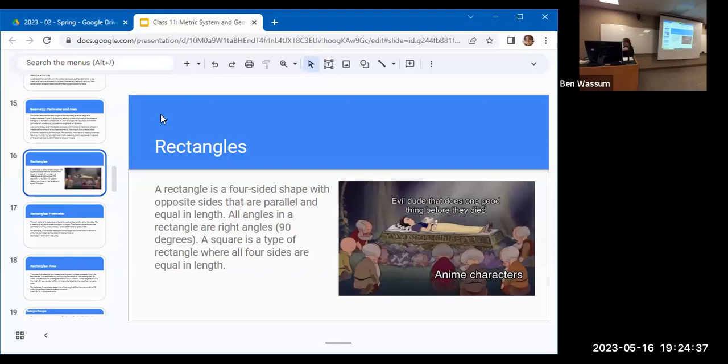So a rectangle is a four-sided shape with opposite sides that are parallel and equal in length. All angles in a rectangle are right angles, which are 90 degrees. A square is a type of rectangle where all four sides are equal in length. We know what a rectangle looks like. We all have phones. We're all looking at screens right now. We're looking at a slide in the shape of a rectangle, talking about rectangles with a rectangle of a meme on the side of it. They're rectangles.